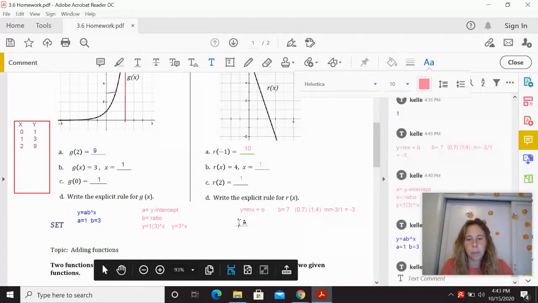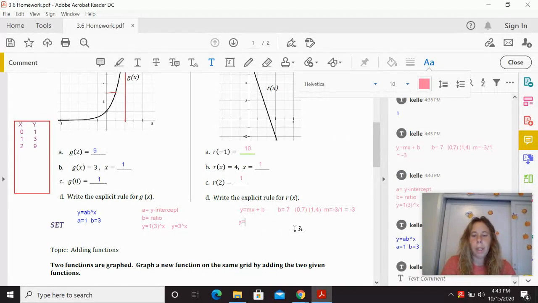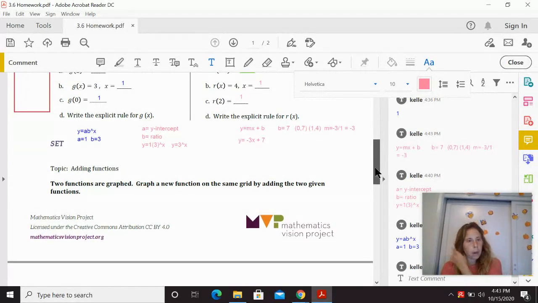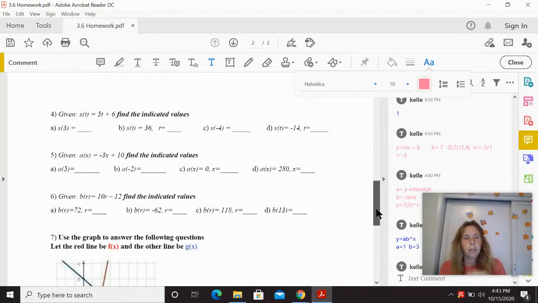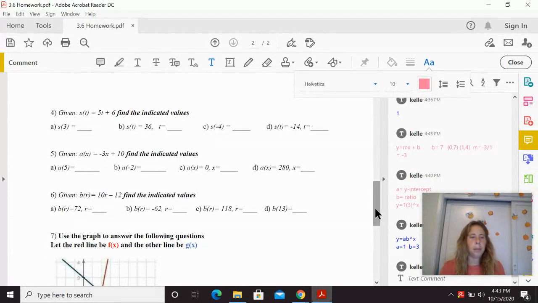Then when you write your actual equation, y equals, substituting your slope, which is -3, x, and then your y-intercept is 7, plus 7. All right. That was that. Here we go.